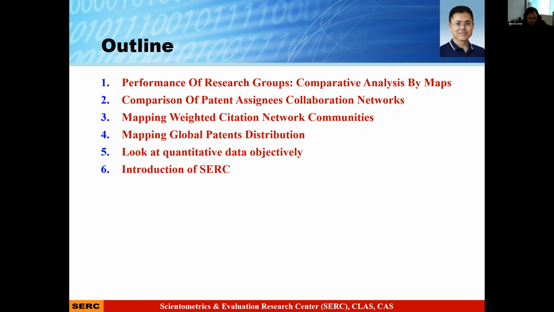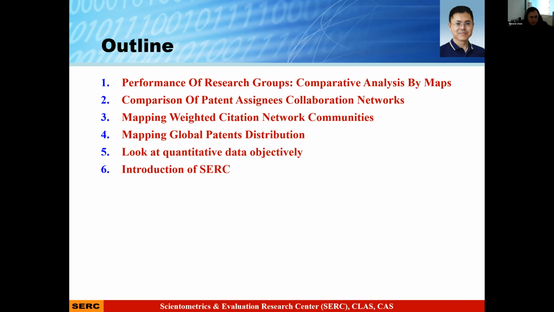I have read some papers of Kati and Kevin Boyack. They have a lot of discussion about the use of science maps. So in the past more than 12 years, after I came back from Kati's group as a visiting scholar, I began to practice using science maps in our evaluation work.